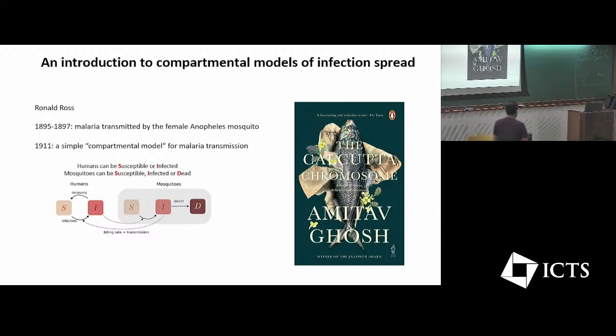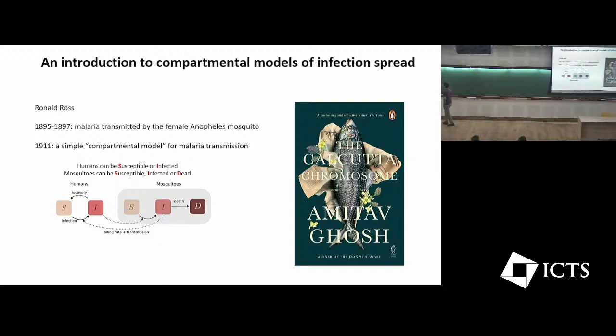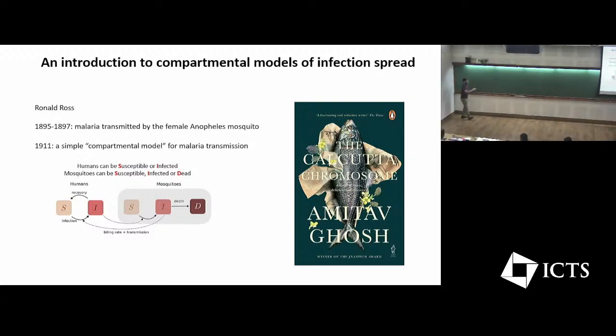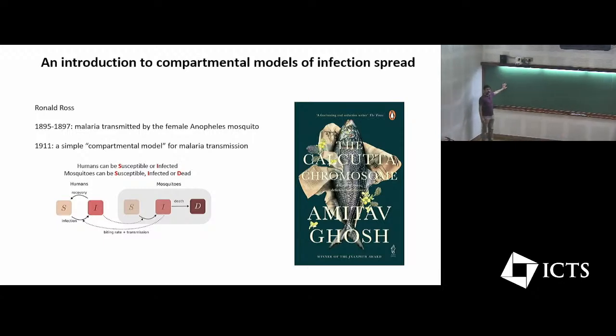Okay, so what he did was he divided the human and the mosquito population into compartments. So the first thing to note is that compartments, so I'm going to start writing various kinds of assumptions that go into models like this. So I'll keep listing things over here.